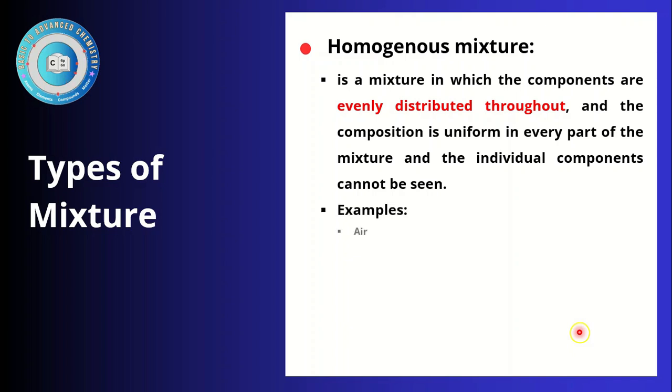For example, air. Air is a mixture of different gases like oxygen, nitrogen, carbon dioxide. These are separated into individual gases using fractional distillation. This is a physical method. Salt or sugar solution. In a salt solution, we cannot detect with our eyes which one is salt and which one is water. But we can separate this easily by using physical methods like evaporation.